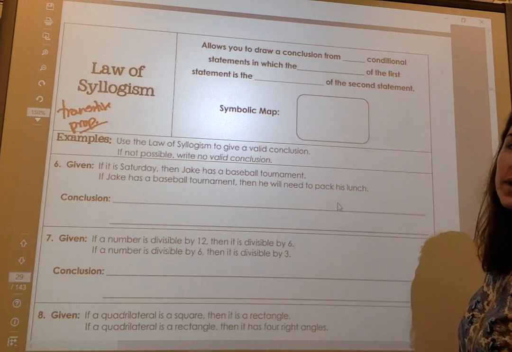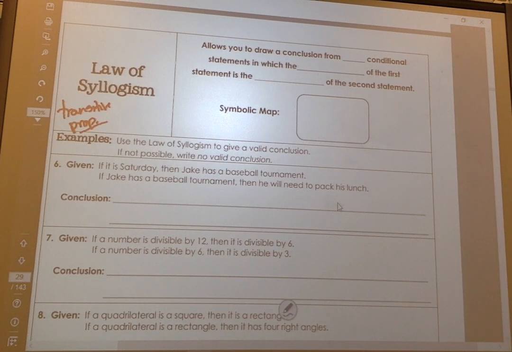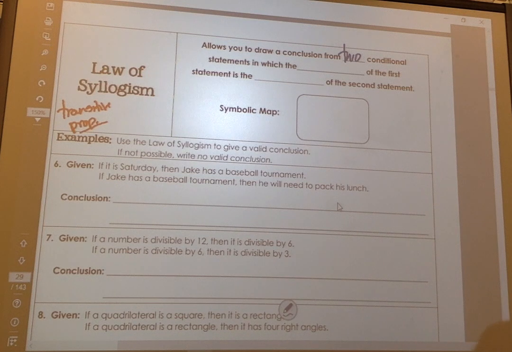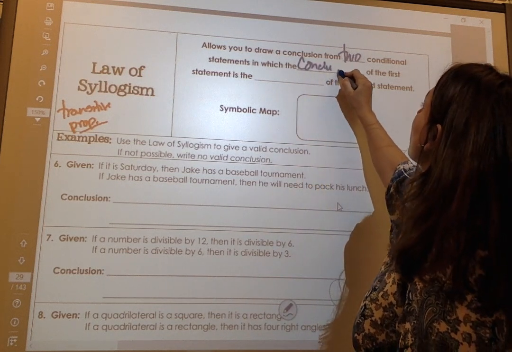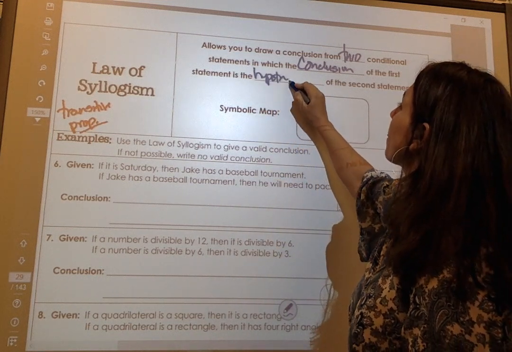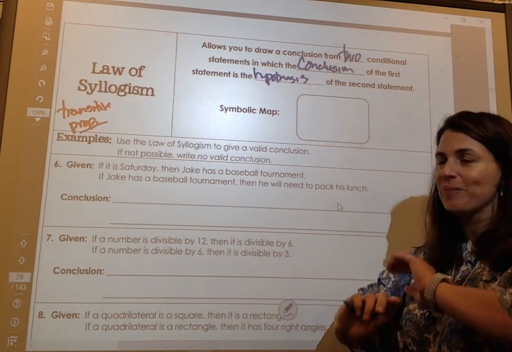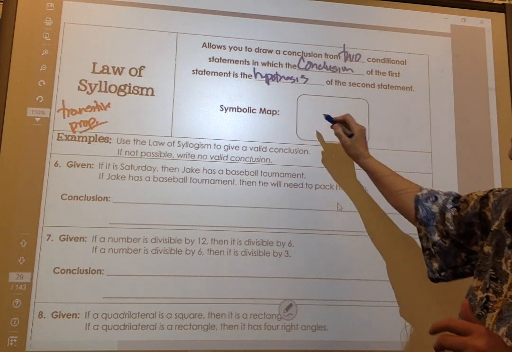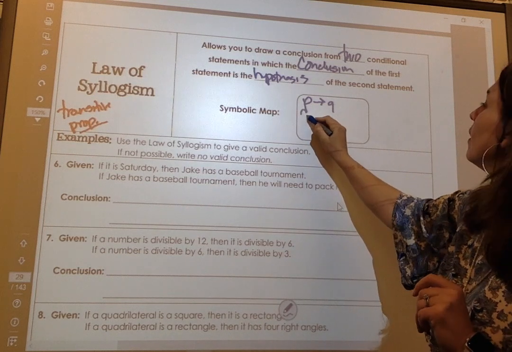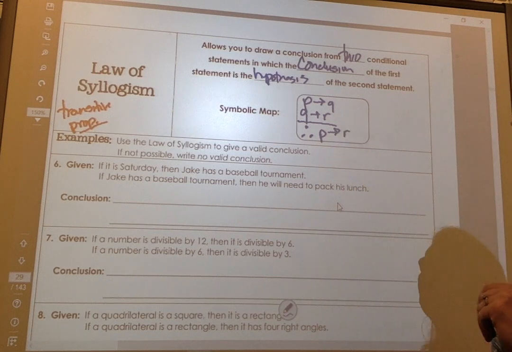So look at this one. Law of syllogism allows you to draw a conclusion from two conditional statements in which the conclusion of the first statement is the hypothesis of the second statement. Okay, so sounds a little tricky, but we're going to walk through it. So what does my symbolic map look like? It looks like this. If P, then Q. If Q, then R. Therefore, if P, then R.